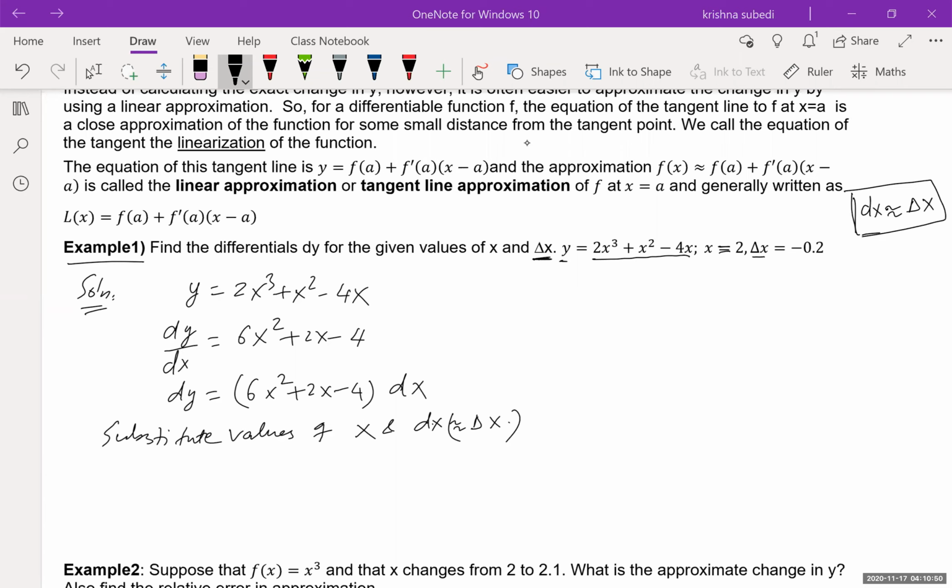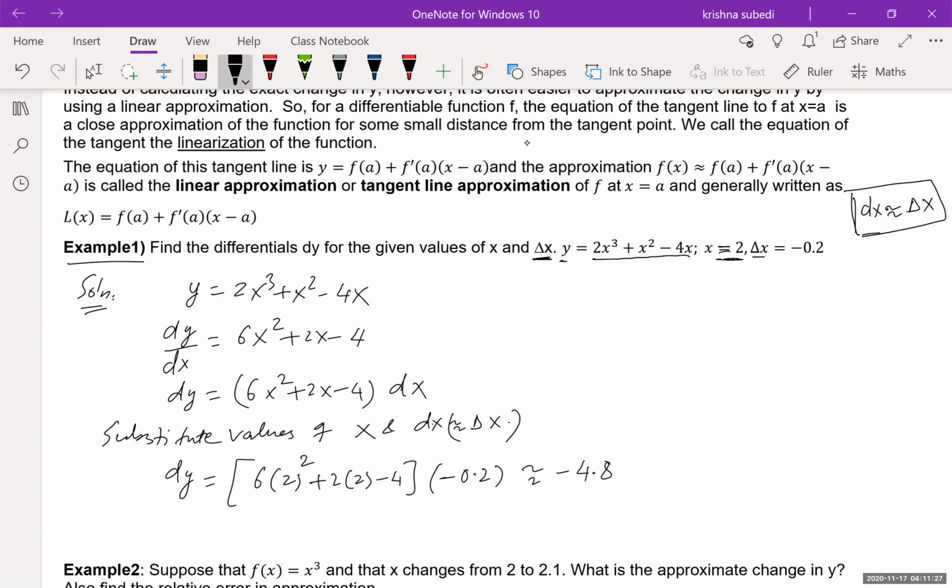Okay, Kuldeep, thank you. If I substitute the values, dy equals 6 times x squared, x is given as 2, and delta x is given to be negative 0.2. So 2 squared, please. Thank you. I was checking how many of you are paying attention. Thank you so much. So altogether, you will get negative 4.8. Is that correct? Everybody got that?